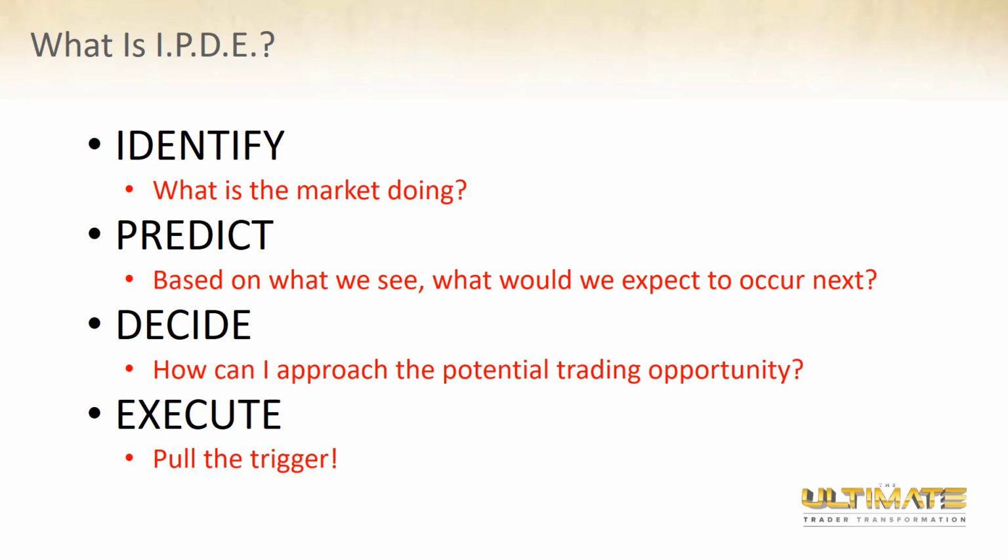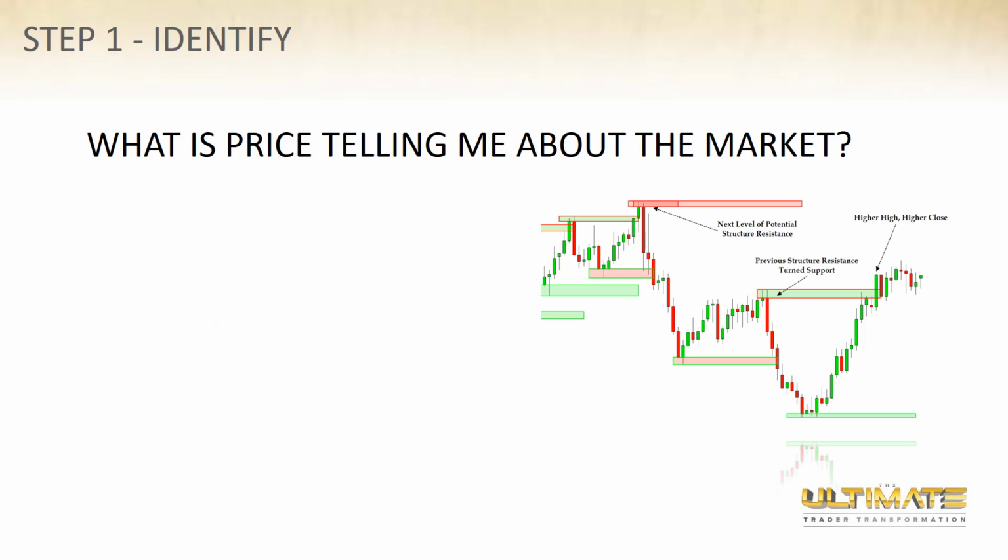The first thing we want to do when we look at a price chart is we want to identify what is the market doing. We then want to come up with a prediction of, based on what we see, what would we expect to occur next? After we know that, we then want to decide on how we can approach the trading opportunity. And then finally, once we know all of the above, E stands for execute, which means pull the trigger and actually take the trade. So let's take a look at each of these steps in a little bit more detail, and we'll start with step one, which is identify.